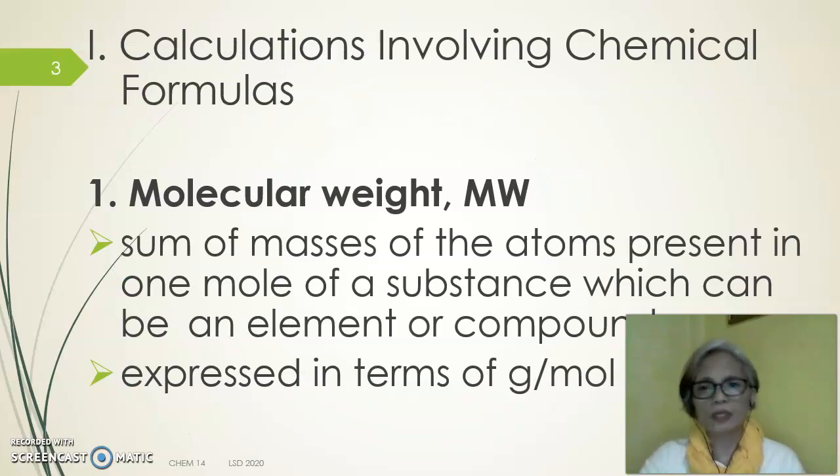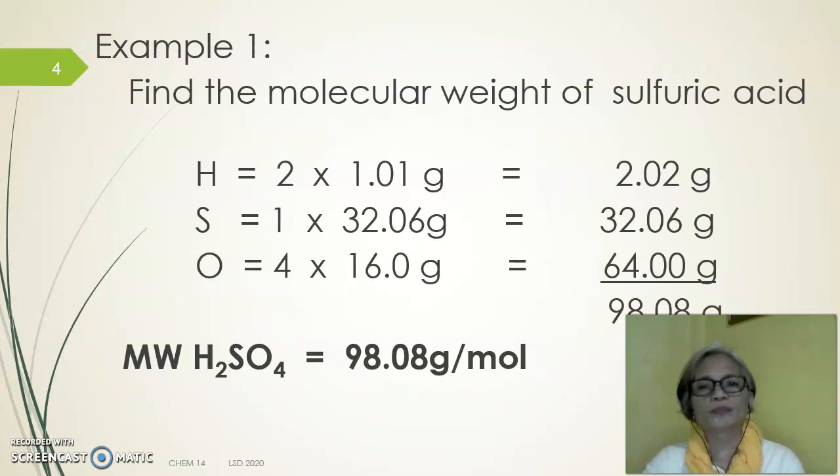So first is the concept of molecular weight, which we shall denote by MW, which is just the sum of masses of the atoms present in 1 mole of a substance, which can be an element or a compound. Now, the molecular weight is expressed in terms of gram per mole or kilogram per mole.